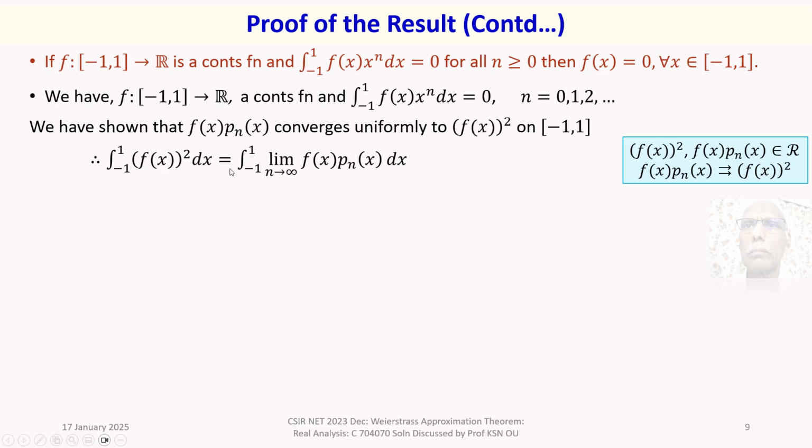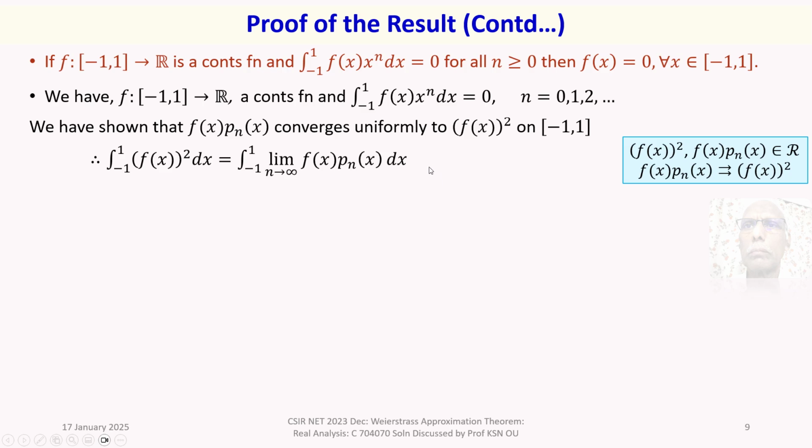Now, f of x is continuous, p n x is continuous because it is a polynomial. f of x multiplied by p n x is continuous, therefore it is Riemann integrable. And f of x continuous means f of x square is continuous, so it is also Riemann integrable. These are Riemann integrable, and f of x p n x converges uniformly to f of x square. Therefore, the integral from minus 1 to plus 1 of f of x square dx is equal to the integral from minus 1 to plus 1 of the limit as n tends to infinity of f of x into p n x dx.